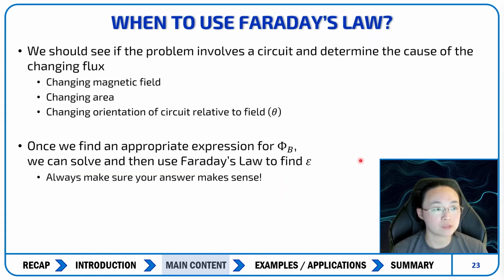So when do we use Faraday's law? We should see if the problem involves a circuit and determine the cause of changing flux. We should see if there's a changing magnetic field, a changing area, or a changing orientation of a circuit relative to a field. Once we can find an appropriate expression for the magnetic flux, we can solve and then use Faraday's law to find the induced EMF. So always make sure that your answer makes sense through both qualitative and quantitative measurements.